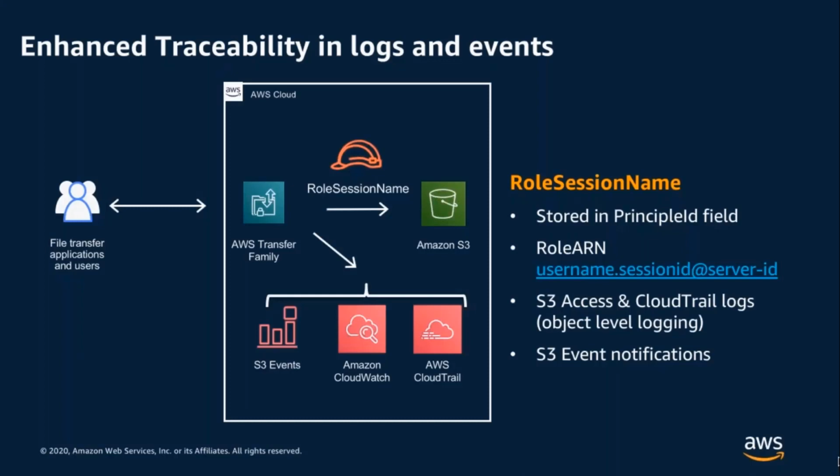So, if you want to track who's accessing that data and what role they're using, it's available to you in S3 access logs, CloudTrail logging if you're using object level logging, as well as Amazon S3 event notifications.